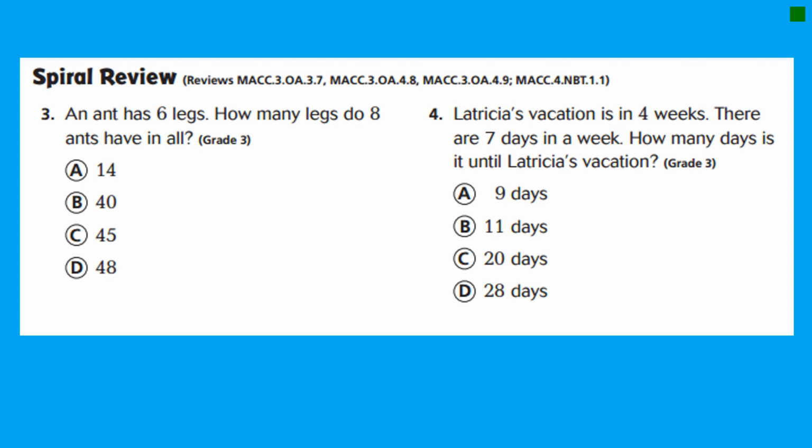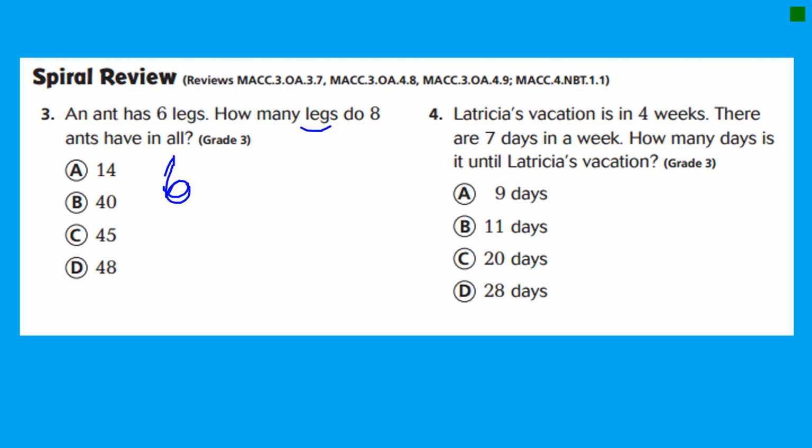All right, boys and girls, I am down at the spiral review. I'm going to do number 3 and number 4. And then don't forget that you have to do the rest of the homework page if your teacher has assigned that to you. Okay? Number 3, an ant has 6 legs. How many legs do 8 ants have in all?